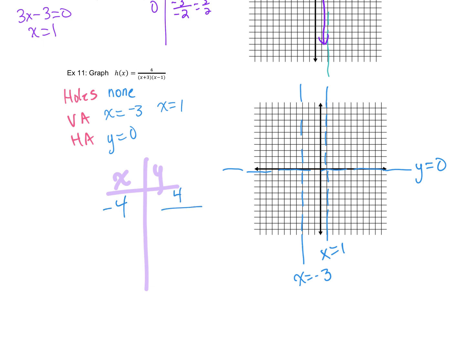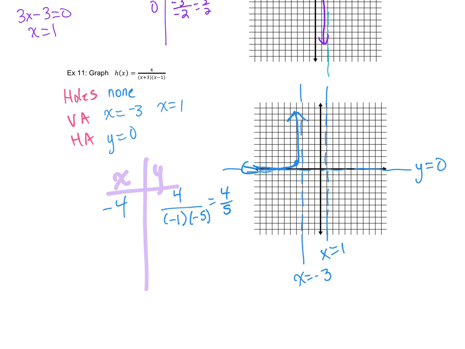So we get 4 over -4 plus 3 gives us -1, and -4 minus 1 gives us -5. So we get +4/5. We're going to go out to 1, 2, 3, 4, and we're going up to +4/5. So that tells us that this graph is going up above the asymptote on that side.